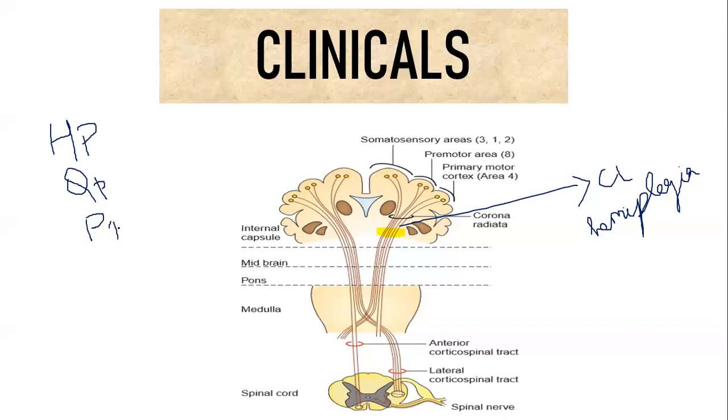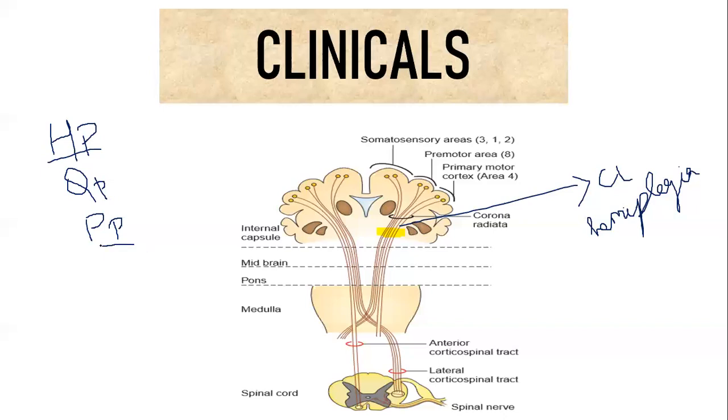Hemiplegia, quadriplegia, paraplegia. What is the meaning of hemiplegia? Hemiplegia means when one complete half of the body is paralyzed. Okay, that is called hemiplegia. Quadriplegia means all the four limbs. Quadri means what? Four. So all the four limbs, two upper limbs and two lower limbs. If all these are paralyzed, then it is called quadriplegia. If only the lower limbs are affected, it is called paraplegia.